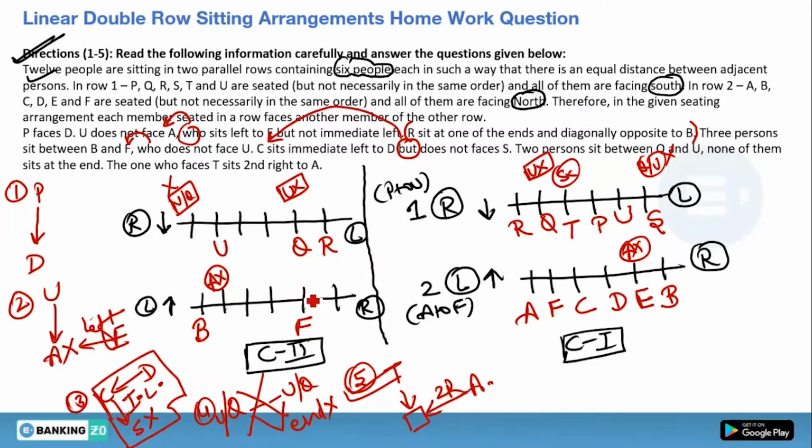But let us check the case number 2 also. We know that A is blocked, so A cannot come over at this place.